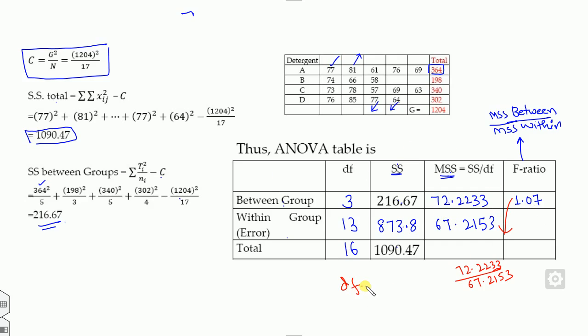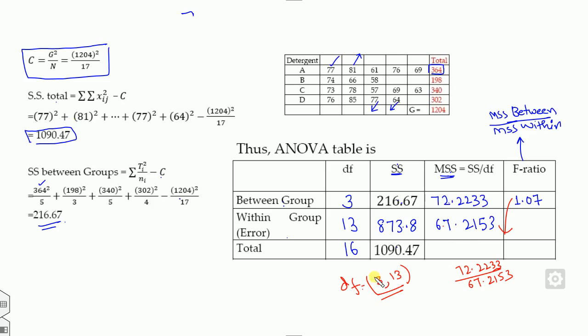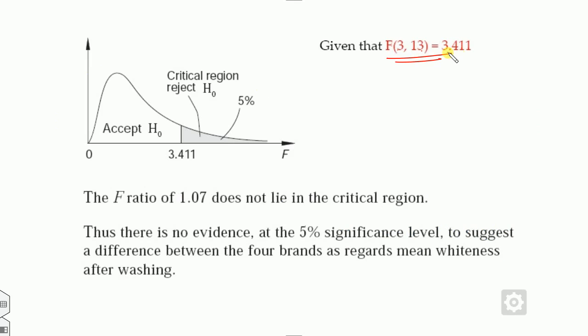Now for the degrees of freedom: the degree of freedom of the numerator is 3, and the degree of freedom of the denominator is 13. You need the critical value at the 5% level of significance, which is given for 3, 13. Look at that: the degrees of freedom are 3, 13, so 3, 13 at the 5% level is 3.411.